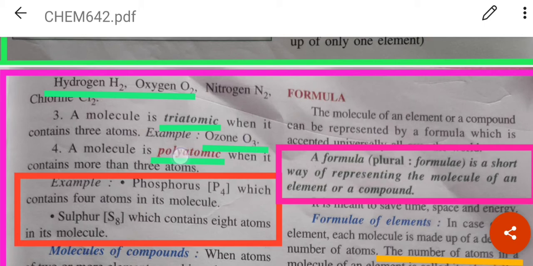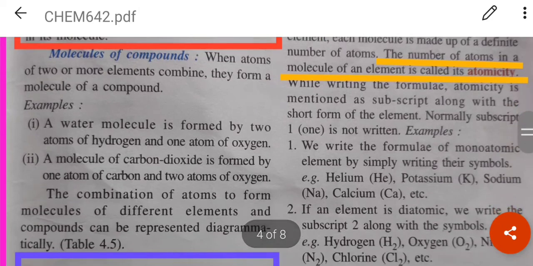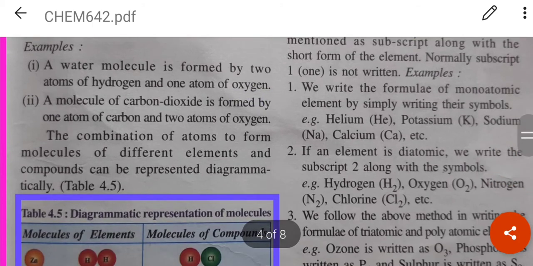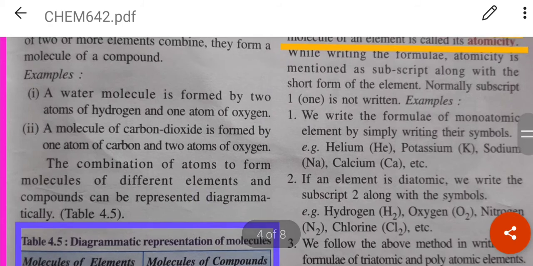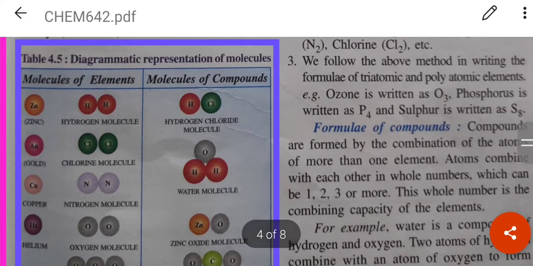Then a molecule is polyatomic if it contains more than three atoms. Phosphorus. It is made up of four atoms of phosphorus. Sulfur. S8. It is made up of 8 atoms of sulfur. Now let's come to molecules of compounds, okay? So molecules of compounds are formed when atoms combine together. So here you are going to understand it better by diagrammatic representation of molecules.